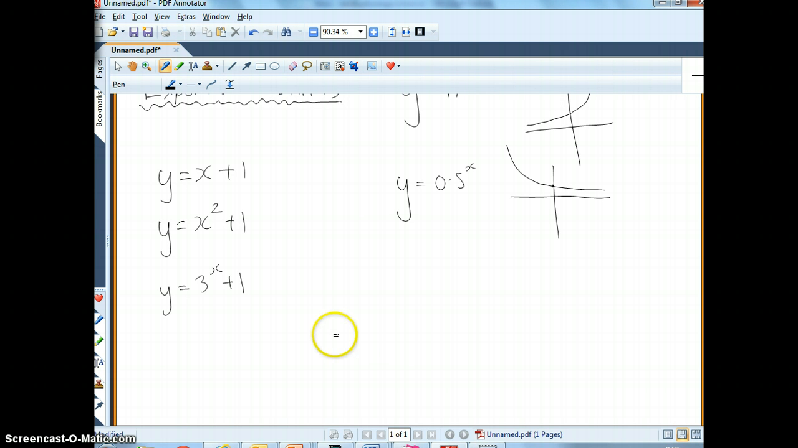So if I just quickly look at 3 to the x, remember it asymptotes with the x-axis. It would normally cut at 1, and then at 1, 3 is my first plot. Okay, but with the plus 1 tacked on the end, the whole thing shifts up by 1. So what I'm going to do is redraw that x-axis as a dotted line.